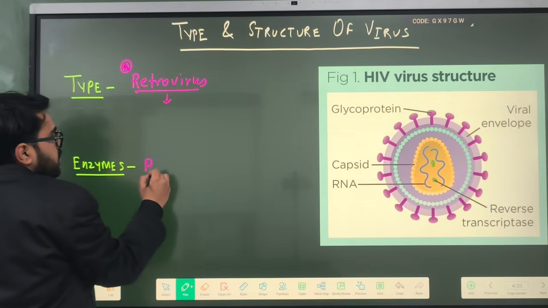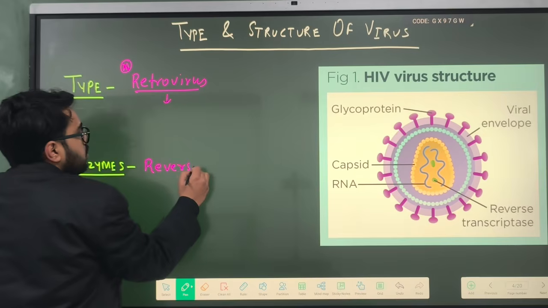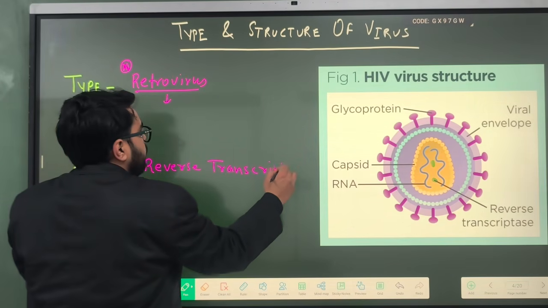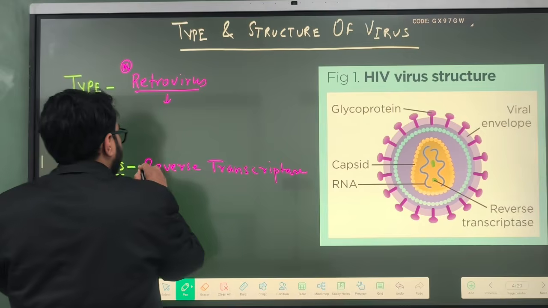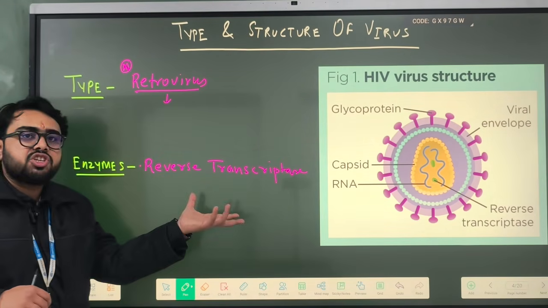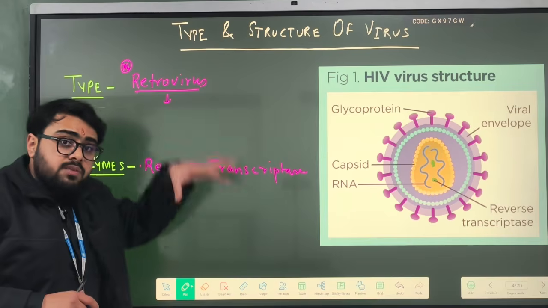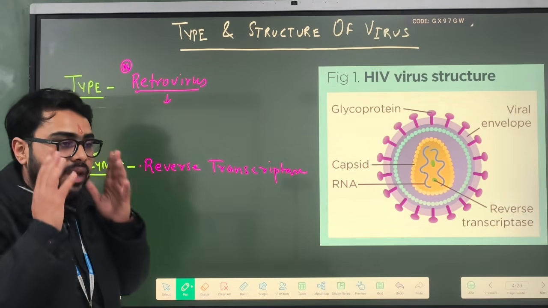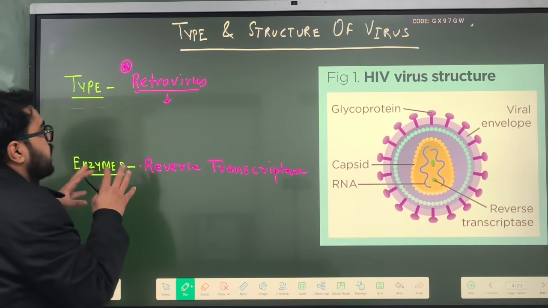The name of the enzyme is reverse transcriptase. What does this enzyme do? Why is this enzyme so special, and why just because of the presence of this enzyme, is this particular virus known as a retrovirus? What is the reason behind that? Let us try to understand.